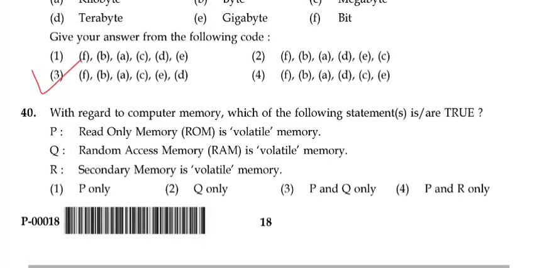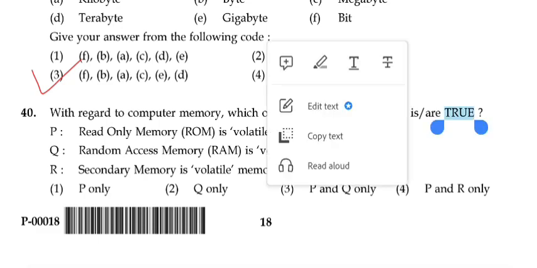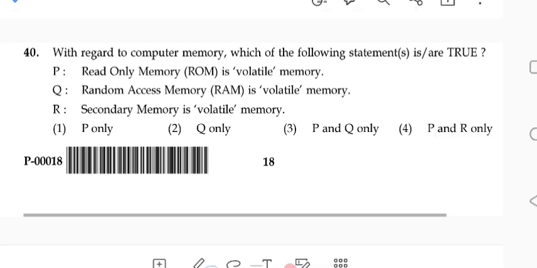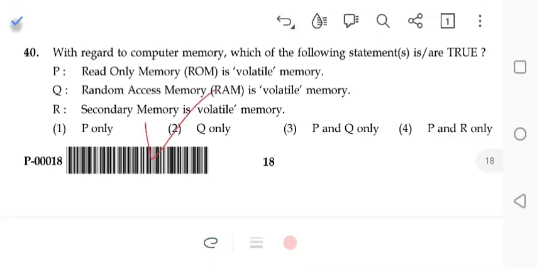Number 40, with regard to computer memory, which of the following statements is or are true? P, read only memory, ROM, is volatile memory. Q, random access memory, RAM, is volatile memory. R, secondary memory is volatile memory. P only, Q only, P and Q, P and R. For 40, it will be number 2. Q only is correct. Random access memory is volatile memory.